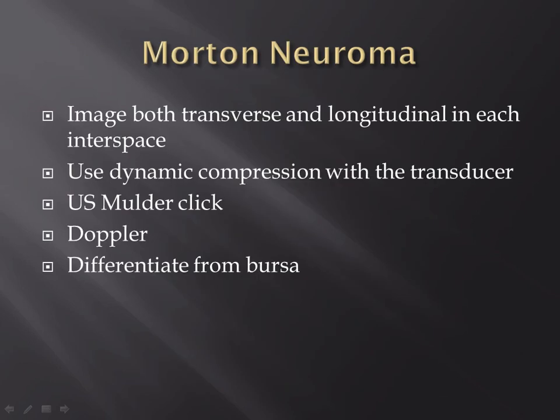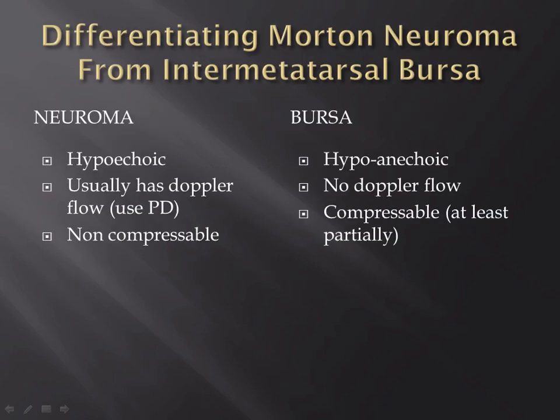Morton's neuroma can be imaged with MRI, but many people image it with ultrasound. Both transverse and longitudinal evaluation is utilized. The benefit of ultrasound is that it's dynamic. You can do the ultrasound equivalent of the clinical Mulder click, where you squeeze the metatarsals together, elicit the pain, and see movement of the neuroma between the metatarsals. You can use Doppler to interrogate it, and you can help differentiate it from an intermetatarsal bursa.